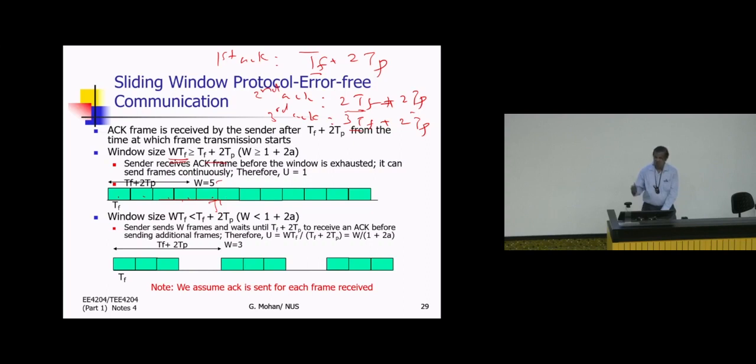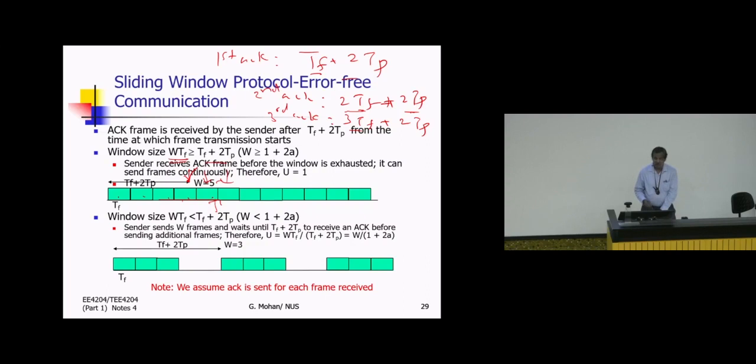But if TF plus 2TP is such that, maybe TP is small, such that TF plus 2TP is here, that is, the first acknowledgement comes back here, then the window will expand, right? Then you can see here for every TF an acknowledgement is received. The next acknowledgement will come here, here. So the window will keep expanding. It will never become empty, right? So it can continuously send data.